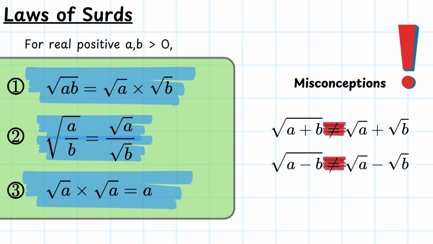Before we continue, let's address some common misconceptions. Notice that in all 3 laws of surds, there is no addition or subtraction involved. That's because these operations do not follow the same rules as multiplication and division. This means that the square root of a plus the square root of b is not the same as the square root of a plus b. The same applies to subtraction.